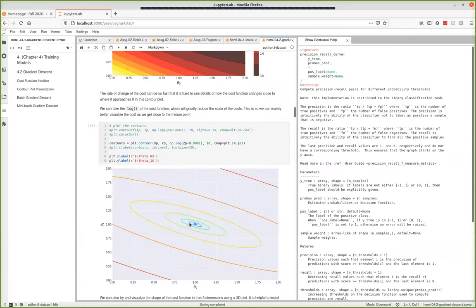Anyway, the point of this is that not all cost functions are going to be quite so nicely shaped like this. Although it turns out a lot of them for the machine learning methods that we'll look at will be, and what I mean by nicely shaped is that there's only one minimum.